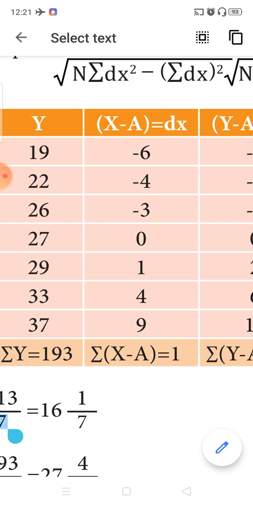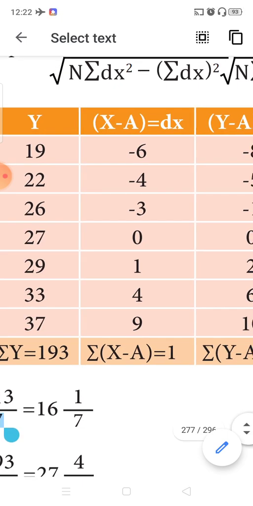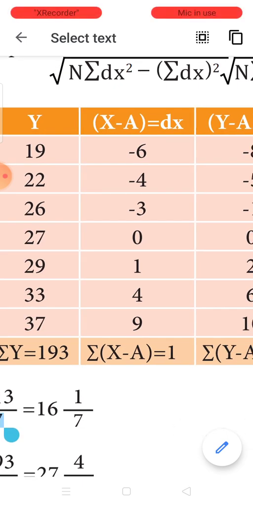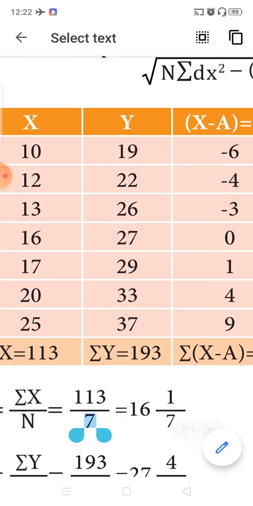Now 27 is close to 4 by 7. The value close to that, just look into the y column, you have 27 itself. So we have taken 27 as the assumed mean for y. Now to find dx, dx is x minus a. How far the value of x is away from a?